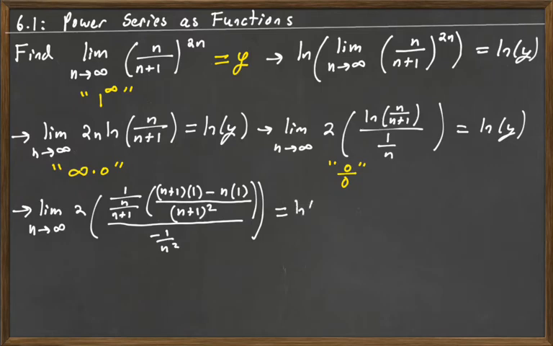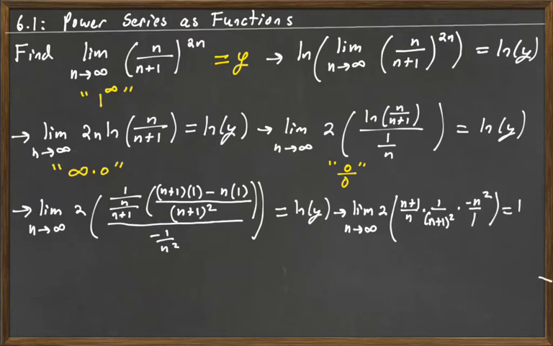This is equal to the natural log of y still. So this is going to be the limit as n goes to infinity of 2 times n plus 1 over n, so we're taking the reciprocal of the 1 over n plus 1. Then we'll simplify the second fraction, n plus 1 times 1, minus n times 1, all over n plus 1 squared. That's just going to be 1 over n plus 1 squared. And then we're dividing by negative 1 over n squared, so take the reciprocal of that and change it to multiplication, so it'll be negative n squared over 1, and that's going to be equal to the natural log of y.